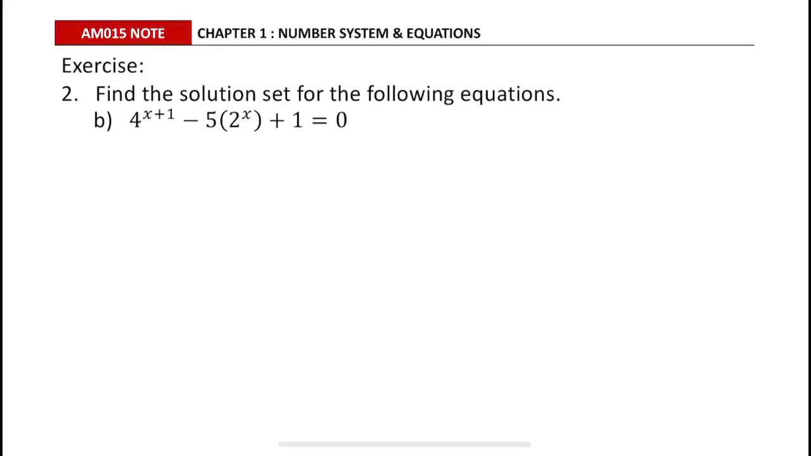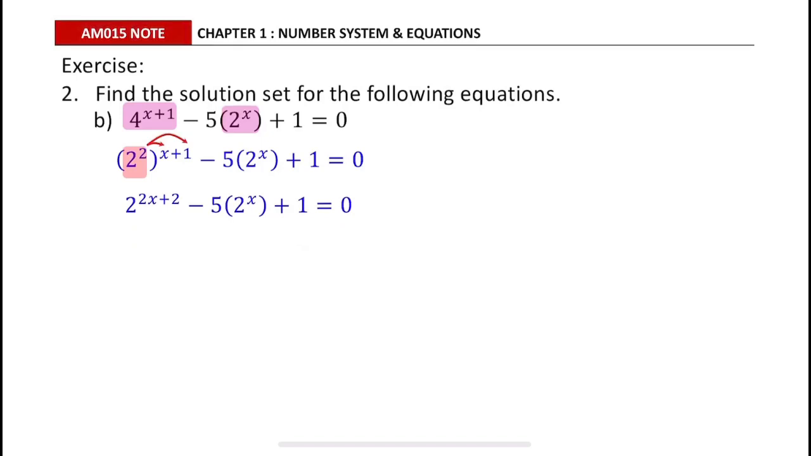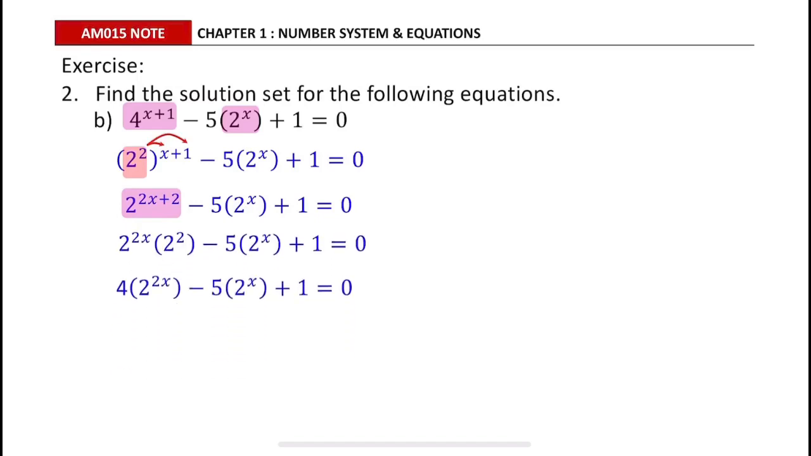In this question, the indices are 4 to the power of x plus 1 and 2 to the power of x. Their bases are not the same, but we can change base 4 to base 2 where it equals to 2 squared. After multiplying the power, we get this equation. Then we apply the multiplication rule to 2 to the power of 2x plus 2. The 2 squared is equals to 4 and write it before the 2 to the power of 2x.